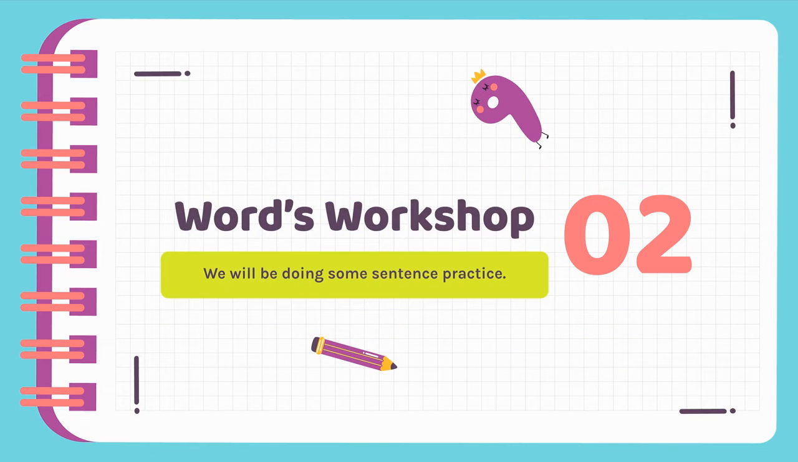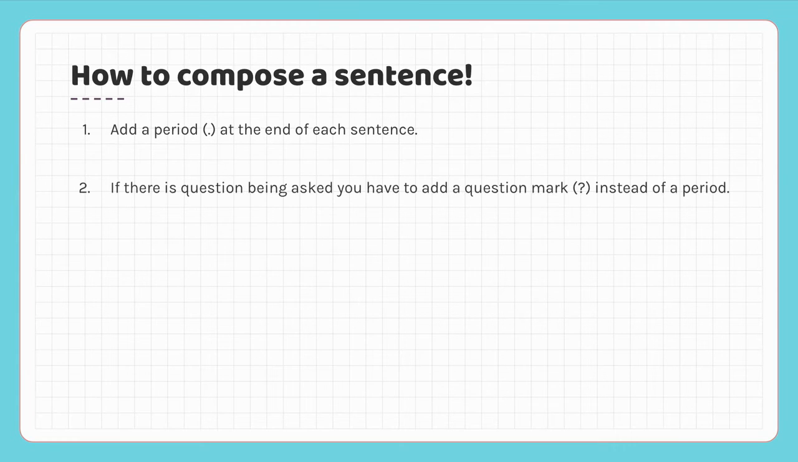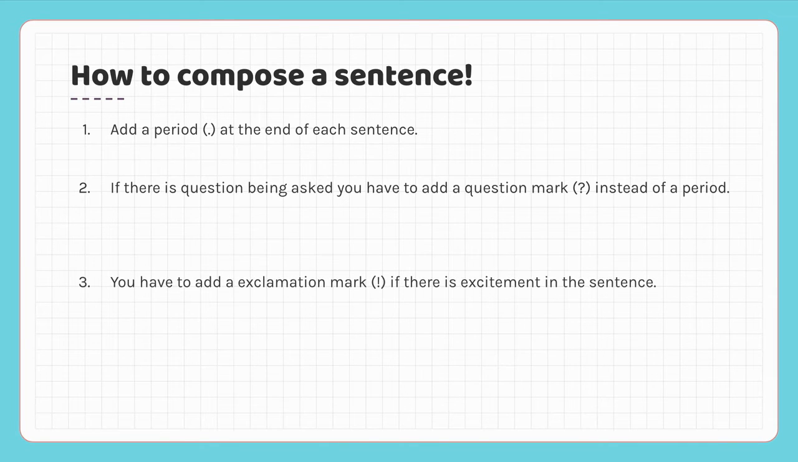2. Words Workshop. How to compose a sentence. First, add a period at the end of each sentence. Second, if there is a question being asked, you have to add a question mark instead of a period. Third, you have to add an exclamation mark if there is excitement in the sentence. 4. Make sure to capitalize the first letter of the word in each sentence.